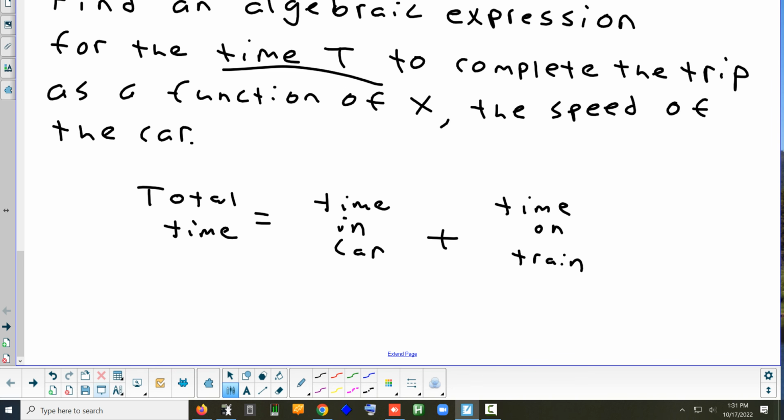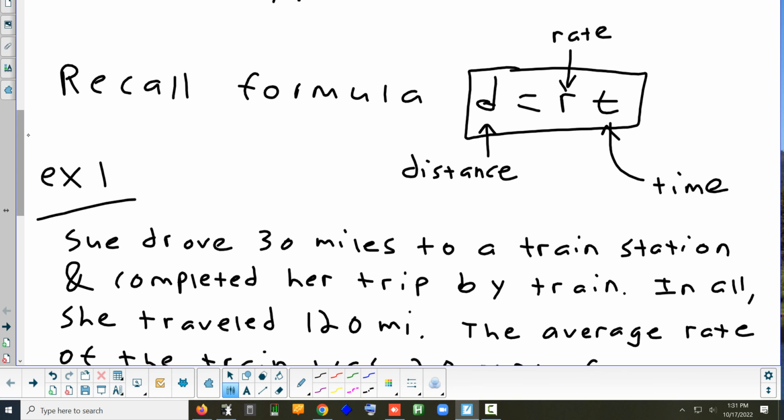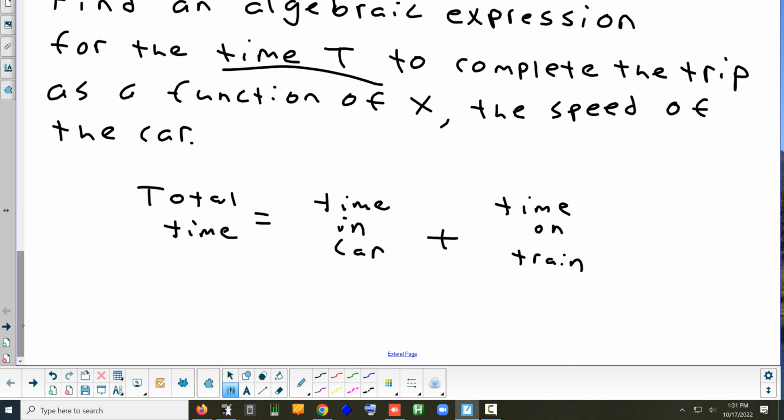Now we have a formula that calculates time. It's right here. Distance equals rate times time. Right now it's solved for D. But can somebody tell me, how would you get time by itself in that formula? Right, divide both sides by the rate. And it says distance divided by rate equals time.